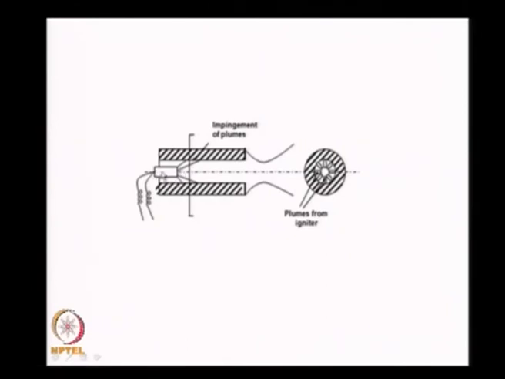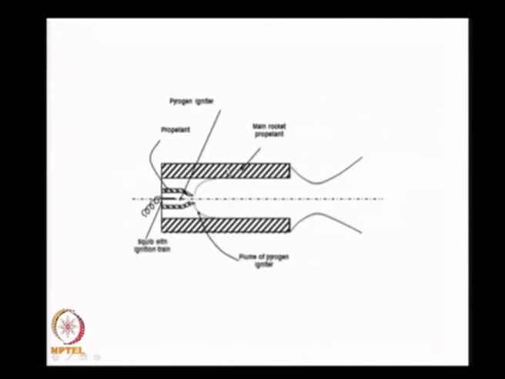This is an igniter, maybe a pyrotechnic igniter. It produces these plumes, impinges on the surface, ignites the surface, also pressurizes this cavity. That means these are the individual plumes which are igniting the surface here. The flame spreads and then the gases move out through the nozzle, and this is how ignition takes place. Let us go to the next one.